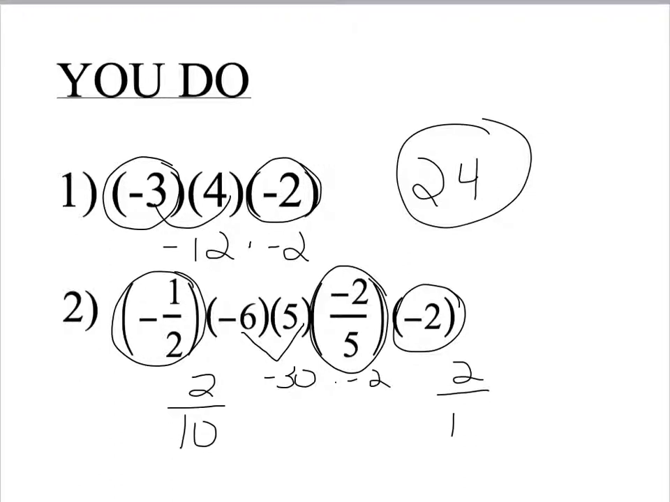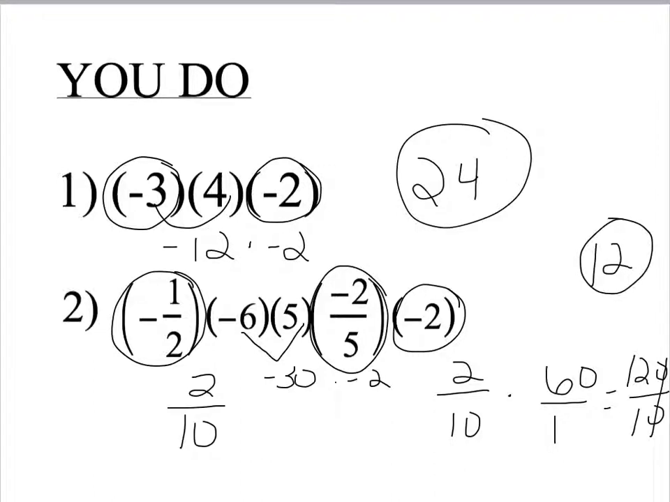So now I have 2/10 times 60. And I'm going to put it as 60 over 1. 60 times 2 is 120 over 10. Okay, and if I cancel out the zeros, I'm left with 12 over 1, which is 12. So let's check to see in number 2 how many negatives there were. There were 1, 2, 3, 4. So there were an even number of negatives because there are 4 of them, so my answer is positive.